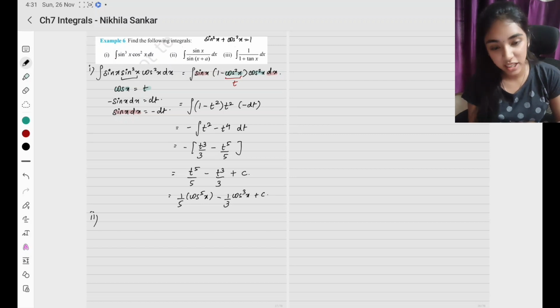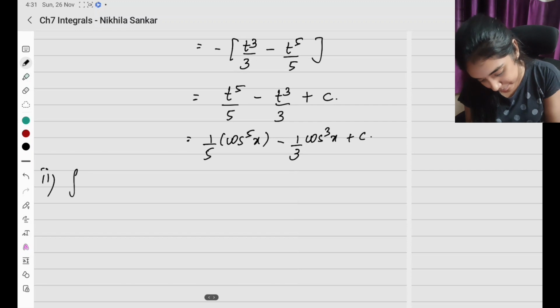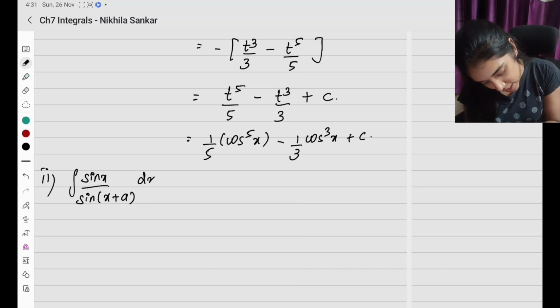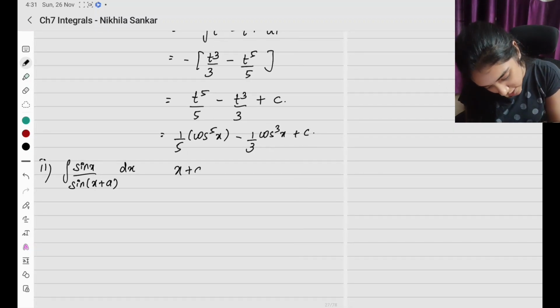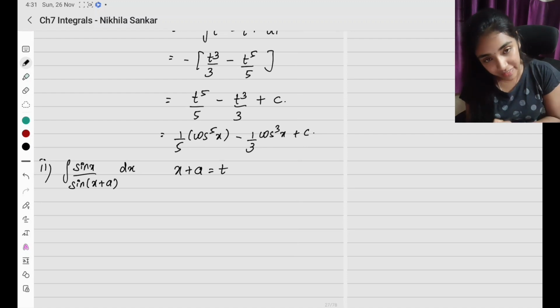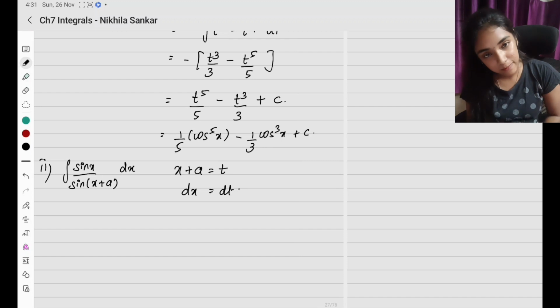So இப்போ x plus a நான் t ஆ போட போறேன். So what happens? Integral of sin x divided by sin of x plus a times dx. So இது x plus a நான் t ன்னு போட போறேன். So x plus a equals t. When I differentiate, I have dx equals dt.